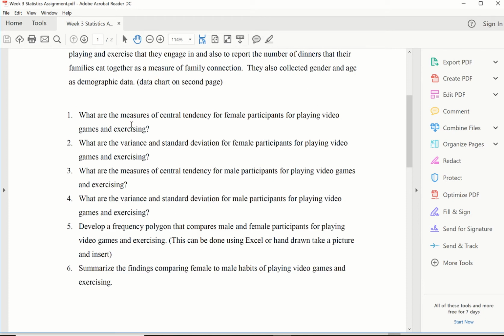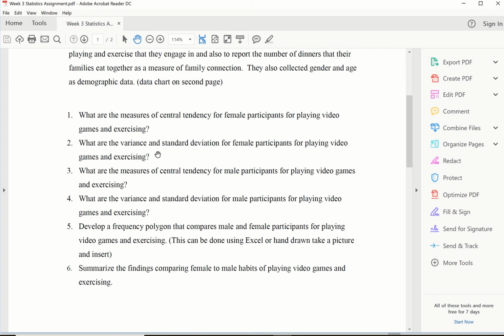All right, so the first question deals with central tendency. In your textbook, you'll find that starting on page 486. It talks about the three measures of central tendency being the mean, the mode, and the median. So you're going to find that for the female participants and for the male participants.